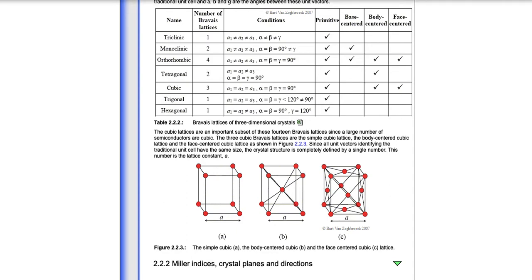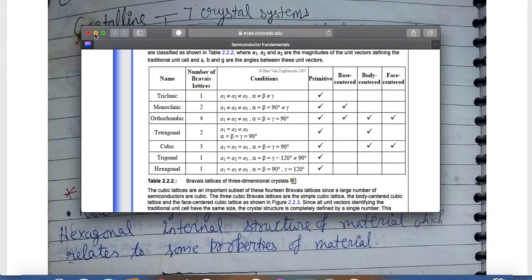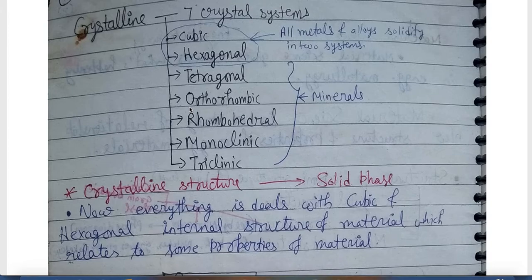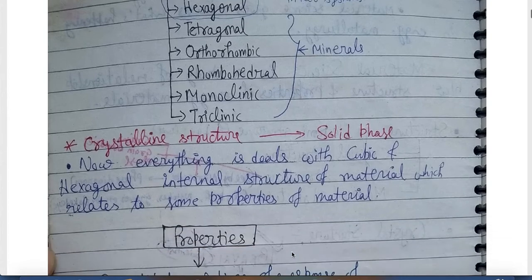Okay, so let's go back to our notes. Now we have studied these seven crystal systems in material science. Now, what is a crystalline structure? Basically, it is a solid phase, and everything deals with the cubic and hexagonal internal structure of the material, which relates to some properties of the material.